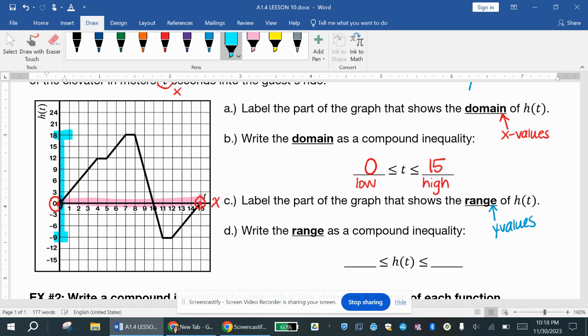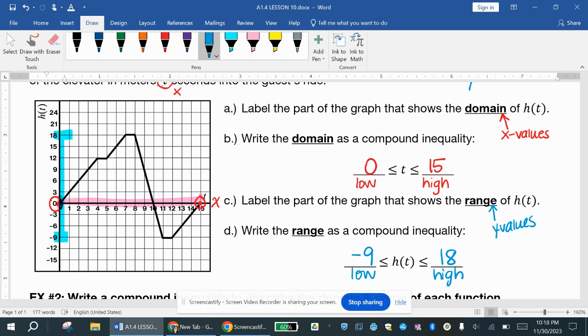So we always want to look at it from low to high, especially since we're going to be writing these in compound inequalities. These types of inequalities are called compound inequalities, and these are called and inequalities. For those, you always want to write the answers from lowest to highest. So the lowest y value is -9, the highest is 18.